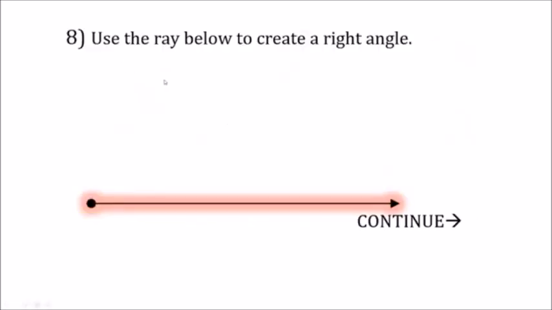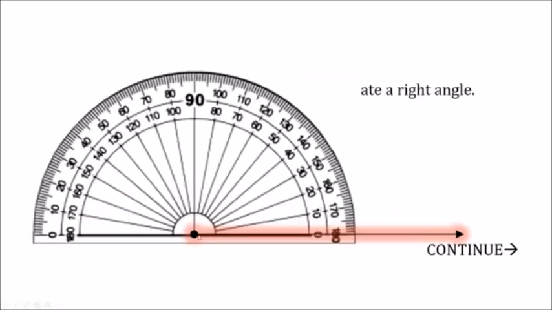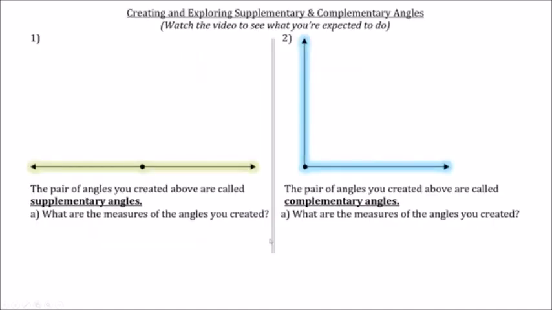Number 8 says we're going to create a right angle. This time we're lining up with the ray on the right side, put a dot where 90 degrees is, and connect it with a straight line and an arrow. Now you're on to the back of the worksheet.